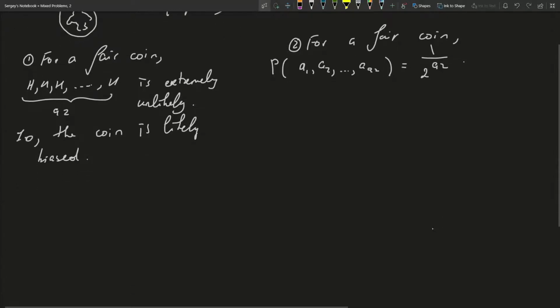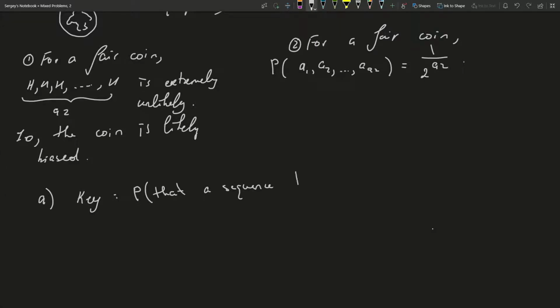So in part A, our goal is to try and understand which of these two observers is correct. Does observing 92 heads and no tails, in fact, make it more likely that the coin is biased? Well, the key here is to note that we are not interested in the probability of the particular sequence of all heads, but rather the probability that a sequence has no tails in it.